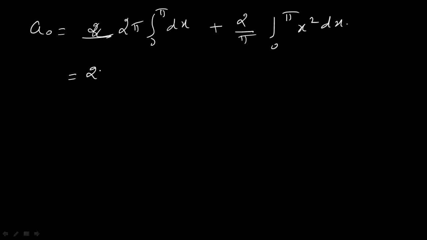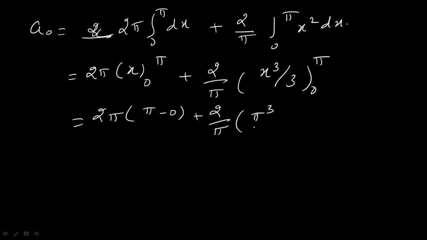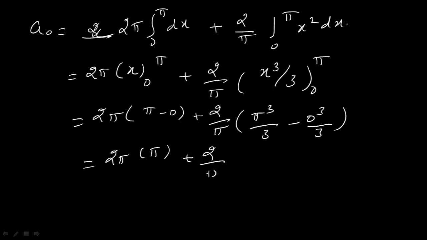Now integrating: for 2 pi, integrating dx you get only x with the limit from 0 to pi, plus 2 by pi, integrating x squared you get x cubed divided by 3 with the limit from 0 to pi. Now let me substitute the limits, upper limit minus lower limit, that is pi minus 0, plus 2 by pi times pi cubed divided by 3 minus 0 cubed divided by 3. That is equal to 2 pi. Pi minus 0 is nothing but pi itself, isn't it? Plus 2 by pi. Here 0 cubed by 3 is nothing but 0 itself. Here you get only pi cubed divided by 3.